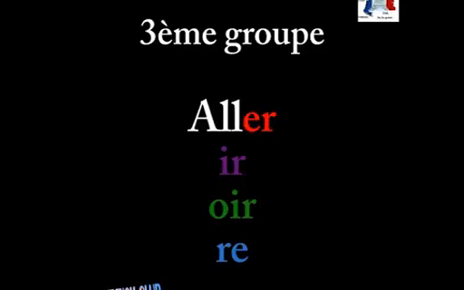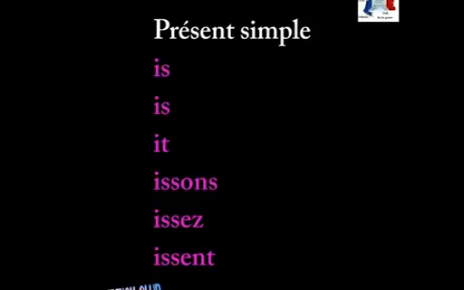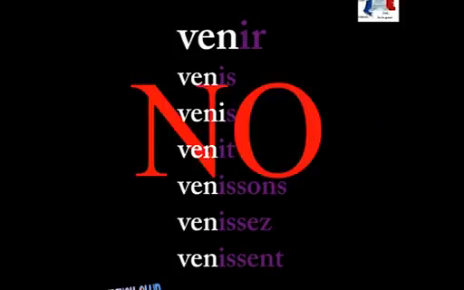So let's go to the verbs that look like second group. They end with ir, like venir, partir. But when we conjugate them, if we don't have ils issent, they don't belong to the second group. Let's try it. Venir. Can I say je venis, tu venis, il venit, nous venissons, vous venissez, ils venissent? No, it doesn't make sense. So this doesn't belong there because it's going to be je viens, tu viens, il vient, nous venons, vous venez, ils viennent. We're changing.